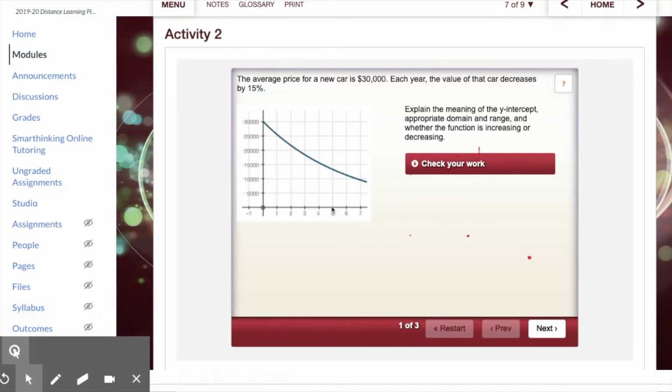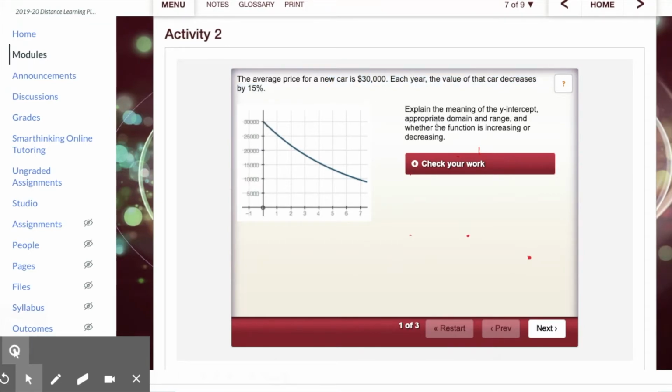Also, if you remember what I said in class, 99.9% of the time, the x-axis on the bottom is going to be time. So that's going to be year. And it looks like this is going to be money going up the y-axis. And it looks like I'm right because if I'm looking at it correctly, 30,000 is where my graph is going to start. And it says the average price for a new car is 30,000.